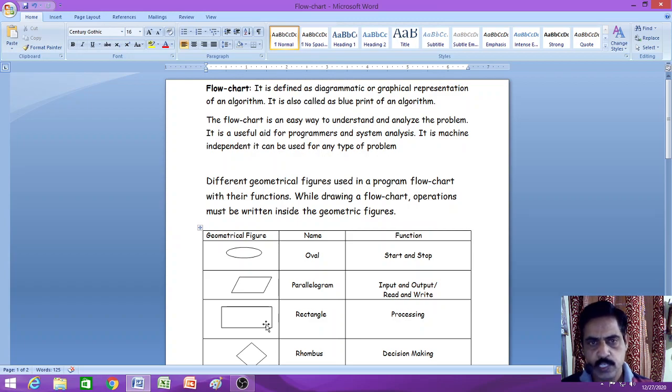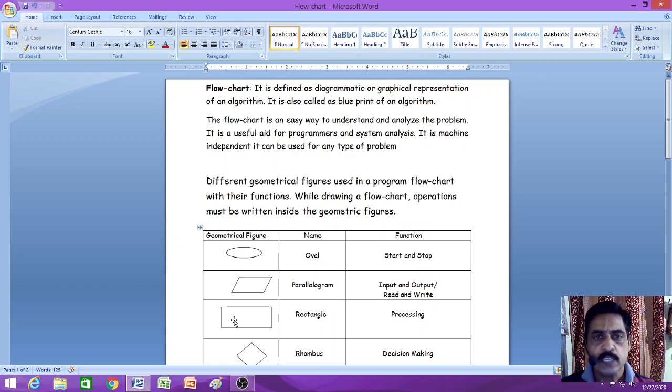The first stage is algorithm and the second stage is flowchart, and this flowchart is defined as a diagrammatic or graphical representation of an algorithm. It is also called the blueprint of an algorithm because we are drawing the flowchart on the basis of the algorithm. Whatever steps we have written in the algorithm, for each step we are drawing the flowchart.